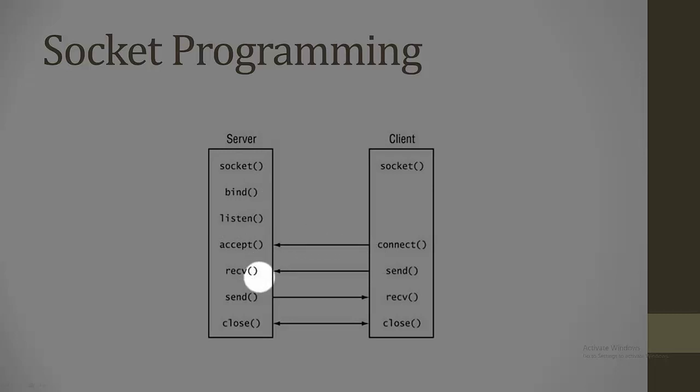When the server receives a request from the client to connect, it will accept that request. Once the server accepts the request, the client sends messages to the server, and the server will receive the message. In turn, if the server wants to send some message, it will send it to the client. So this is a two-way communication between the client and server. Once the communication is done, both server and client will close or terminate their connections.